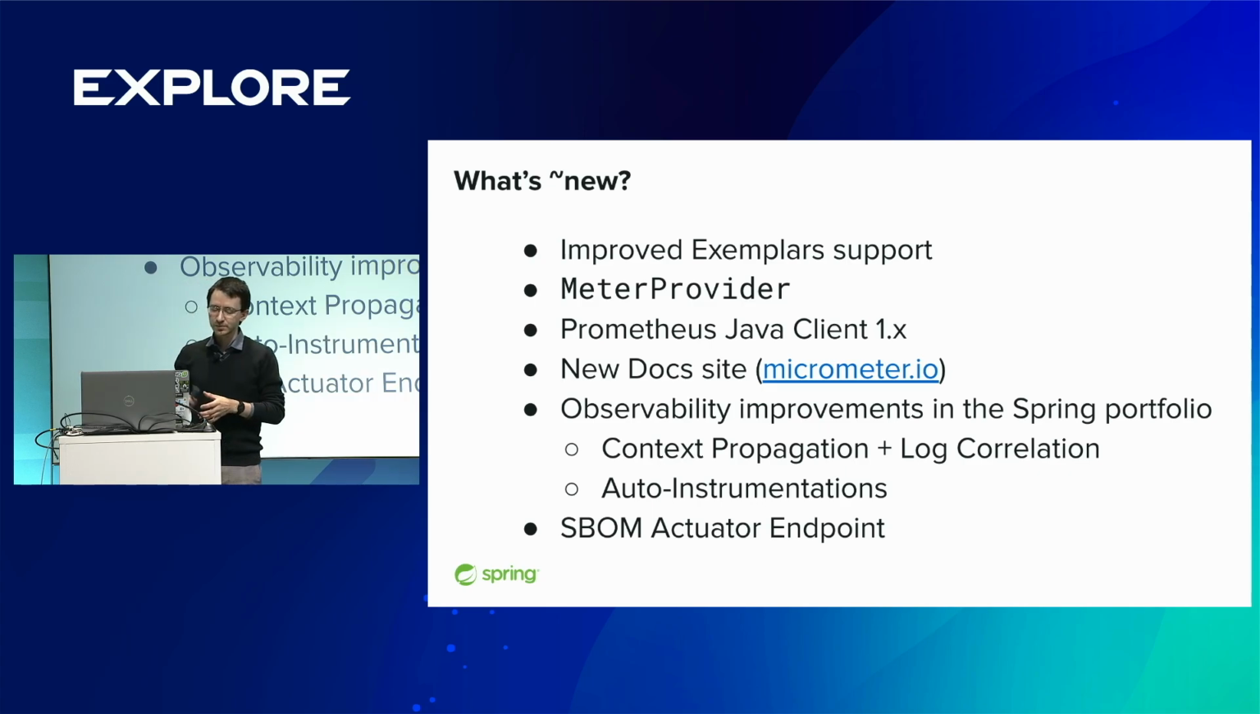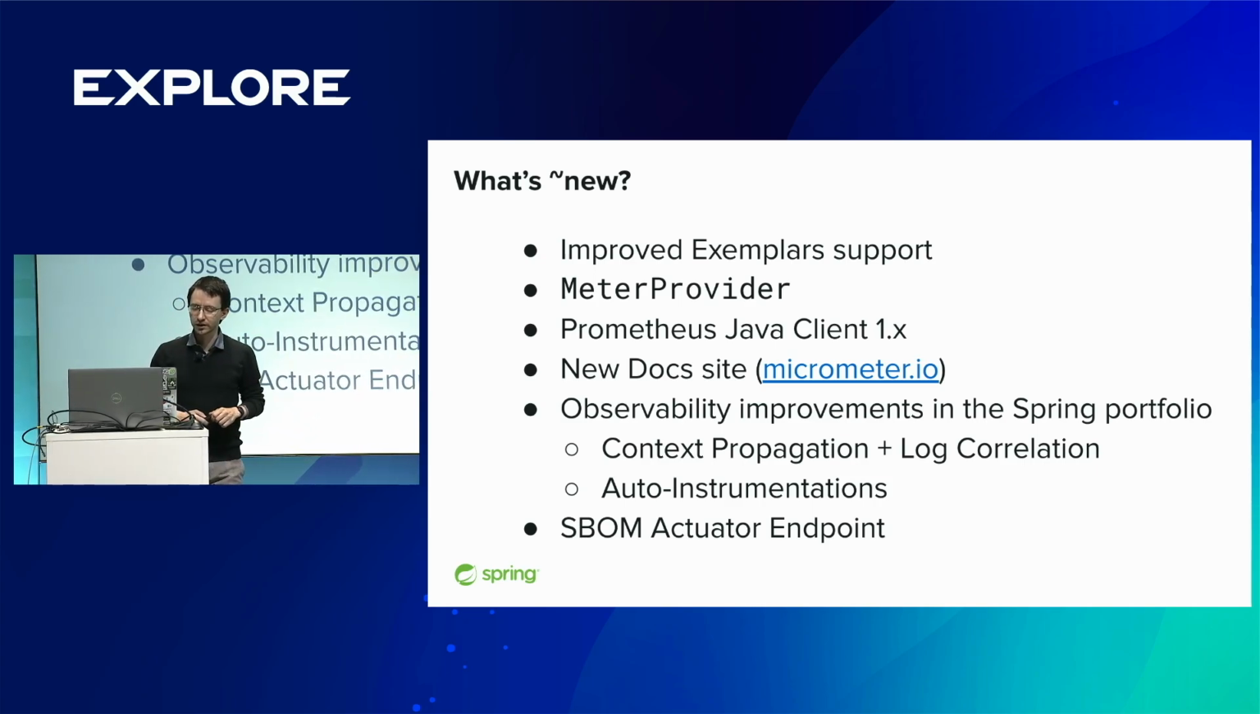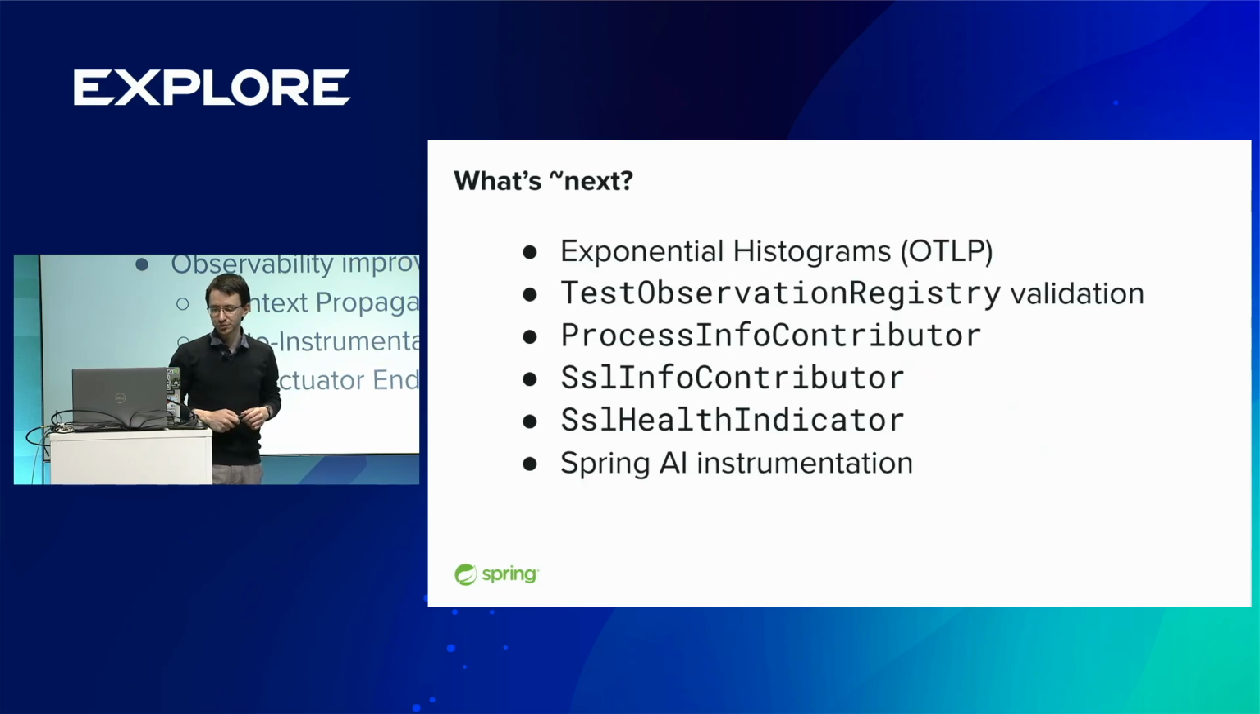The SBOM endpoint basically lists all of your dependencies in an actuator endpoint. So you can ask your application, hey, am I vulnerable to Log4Shell? Am I using the wrong version of Log4j2? Or any other libraries or dependencies that you are using.